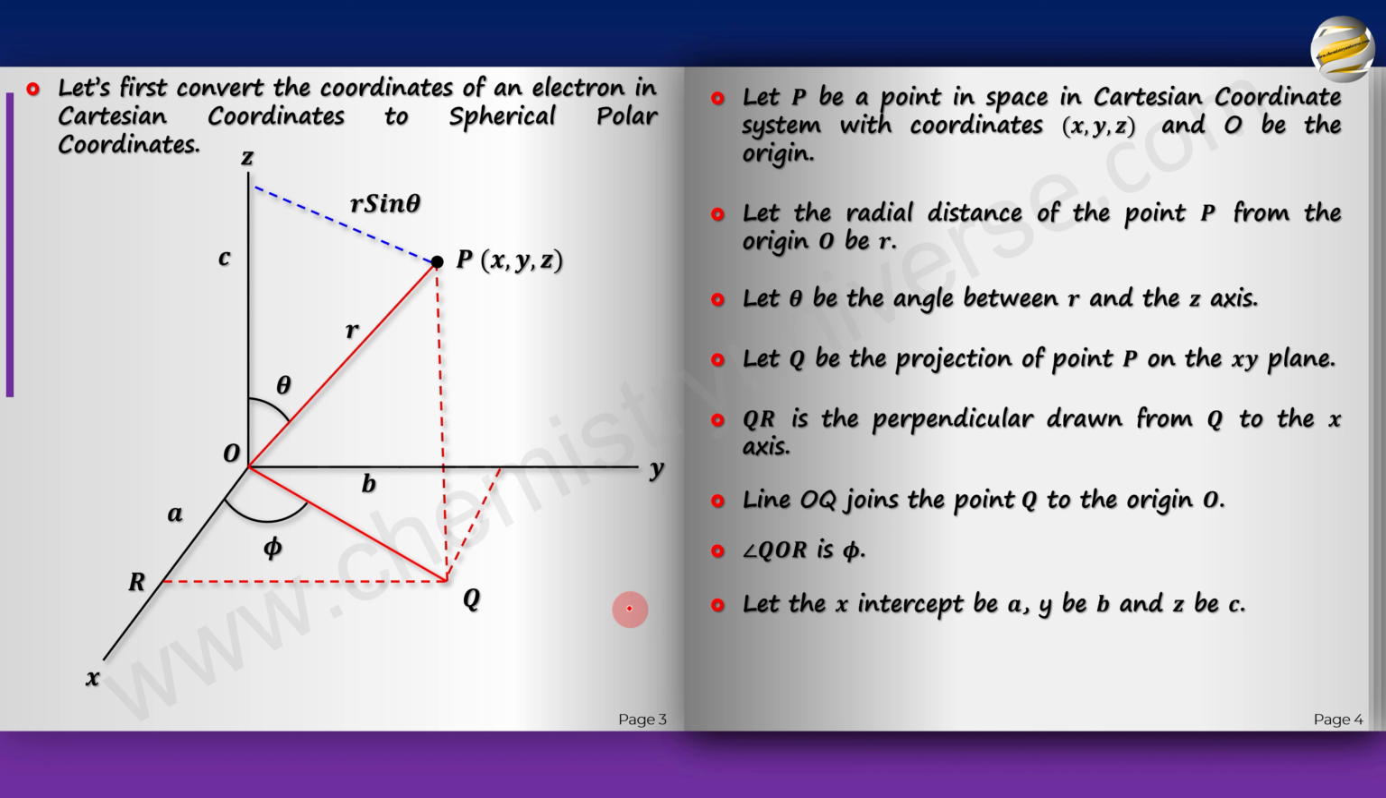So by that logic, what will be this distance? Don't you think it will be r cos theta? It will be r cos theta because this is the base. So OZ upon r will be cos theta, and OZ will be r cos theta. So I got my C.